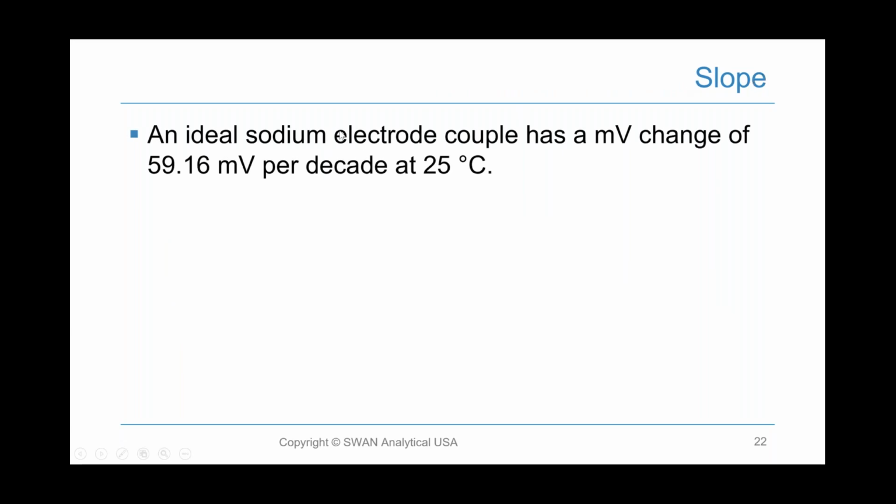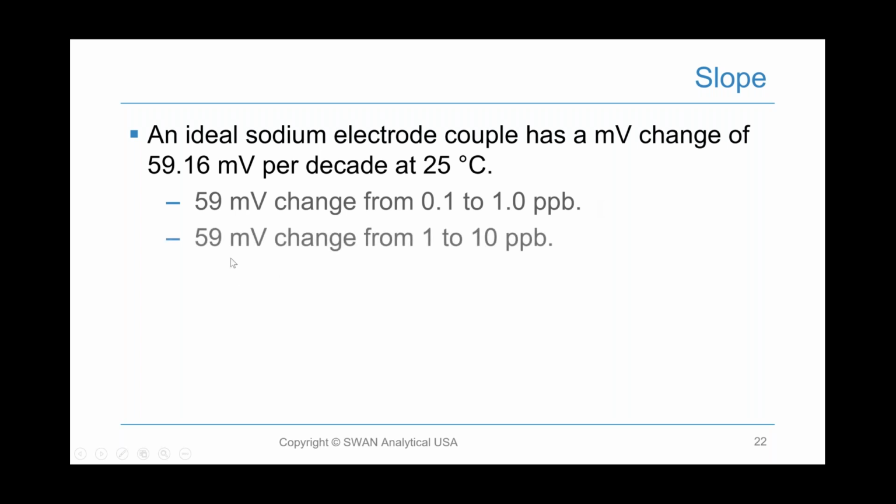The slope of the electrode. An ideal sodium electrode couple has a millivolt change of 59.16 millivolts per decade at 25C. What that means is there's a 59 millivolt change when the sodium concentration changes from 0.1 to 1 ppb. There's another 59 millivolt change when the concentration of sodium increases from 1 to 10 ppb.